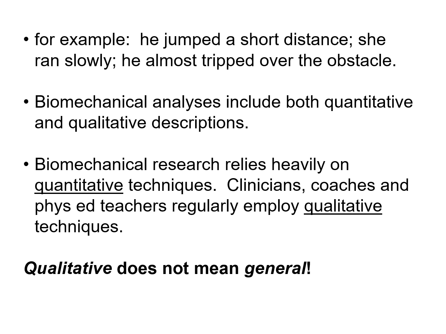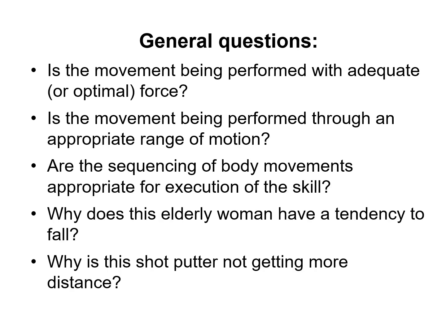But qualitative does not mean general. When I say general, we develop general questions, and we use those general questions to guide us to a more specific question. A general question may be, is the movement being performed with adequate force? Or why is the shot putter not getting more distance? We ask ourselves these questions first, and then we try to look at and collect some data simply through observation, and hopefully that can guide us to more specific questions.